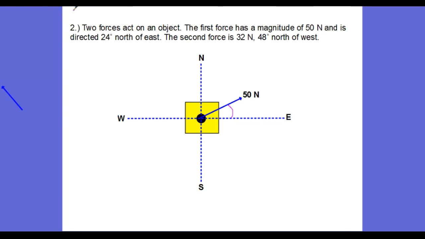And then my second force, 32 newtons, 48 degrees north of west. So 48 degrees would be right there. You can tell I'm not drawing it to scale very well. That's okay. As long as you label your diagrams with the angles and the magnitudes of the forces, you don't really have to pay that much attention to the scale of the vectors. If you want to try and get close, it helps you understand it a little better, but it's not really necessary.